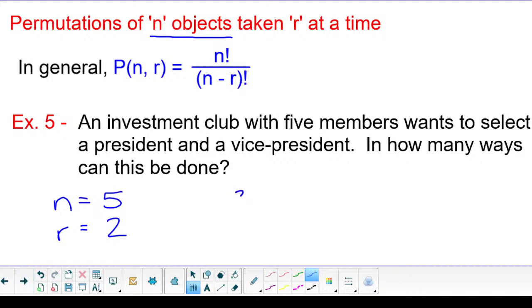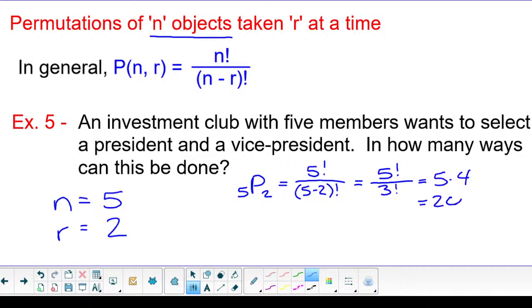So I'm going to do 5 permute 2. But I don't want to do this with my calculator in one step, okay? This is n factorial, so 5 factorial over 5 minus 2 factorial, which is equal to 5 factorial over 3 factorial, which is equal to 5 times 4, which is equal to 20.